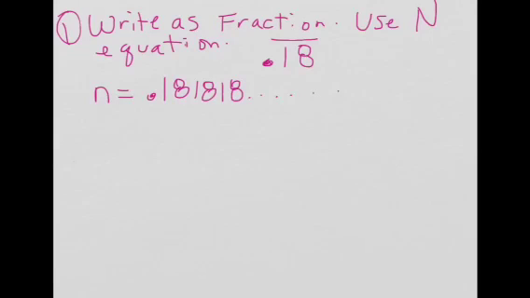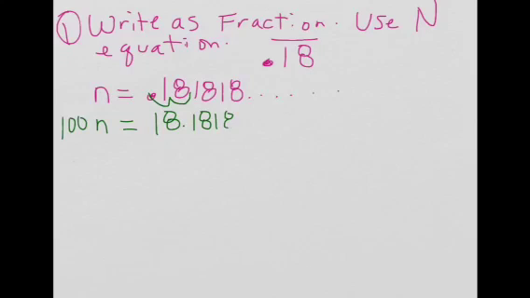Open up your MTT and we're going to do a final exam review number 4. The first thing that we're going to do is use our n equation to convert a repeating decimal into a fraction. The repeating decimal that we're going to use is going to be 0.8 repeating. So we're going to start out our equation by making n equal to the repeating decimal. Because there's 2 digits that are repeating, we're going to multiply n by 100. And that's going to move our decimal 2 places.